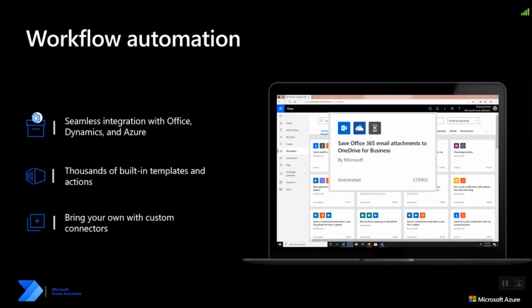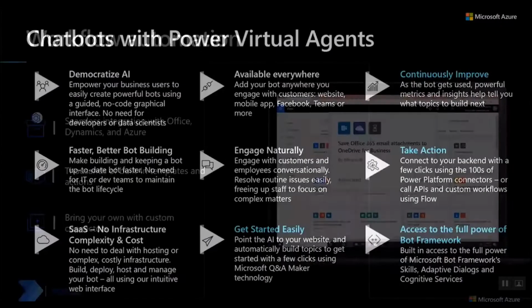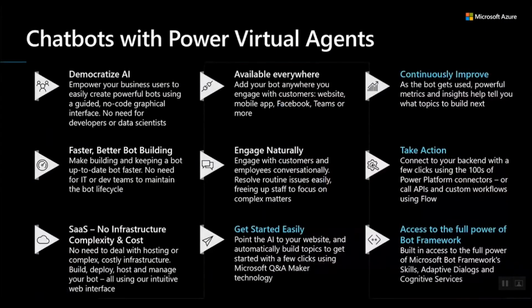So this is one example. You can save Office 365 email attachments to OneDrive for Business. And like I said, there are thousands more just like this, and you can create your custom ones if the thousands we offer do not encompass the scenario you're thinking of. We also have the Power of Virtual Agents, which, as I mentioned before, is built on Azure Bot Framework. So you are not going to lose any investments, any time that you've already put into developing it, if you switch over and start using PVA.